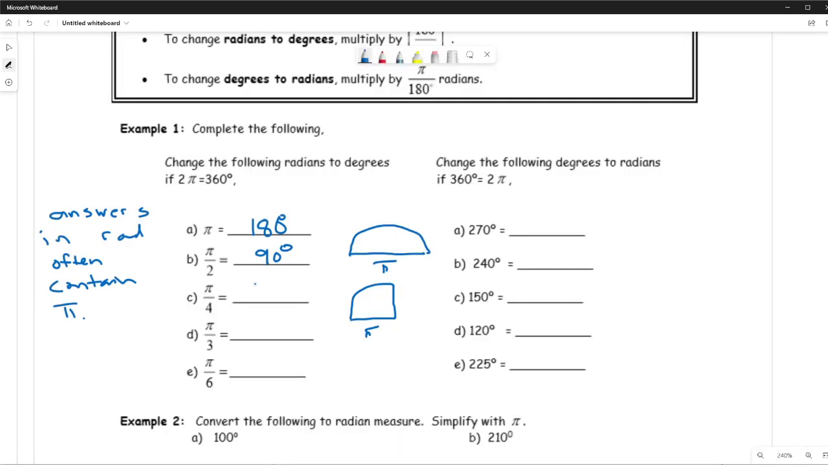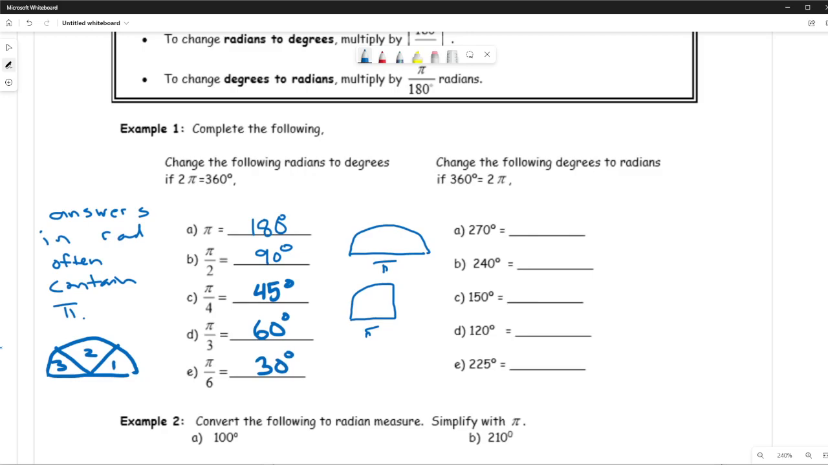Over here, pi over 4. Well, what happens if I split 90 degrees in half? I get 45 degrees, that's straightforward. What about pi over 3? Once again, pi represents the whole semicircle. Pi over 3 represents splitting it into 1, 2, 3 boxes. If pi represents 180, then pi over 3 is 180 divided by 3. It represents 60 degrees. Pi over 6, for the same logic, would represent 30 degrees.